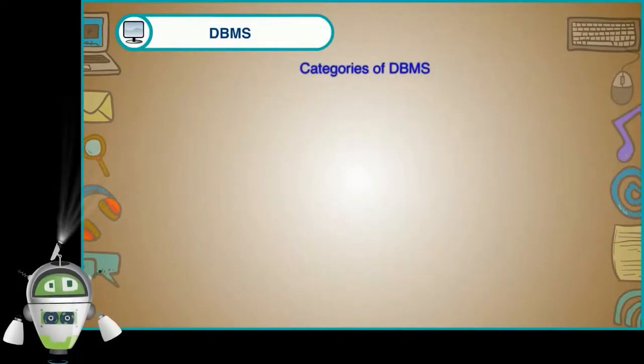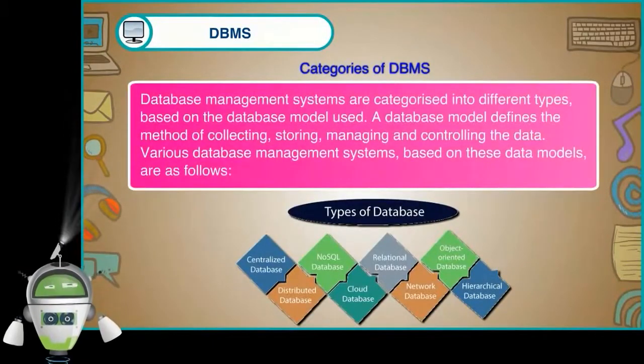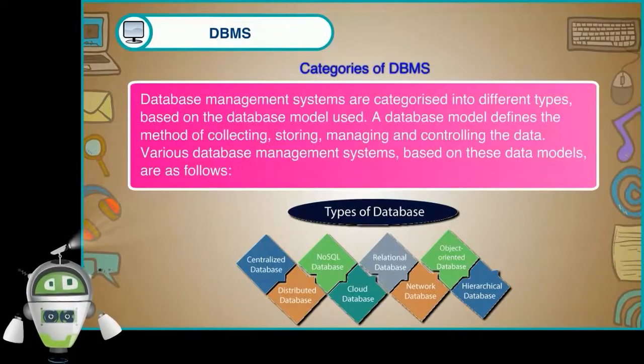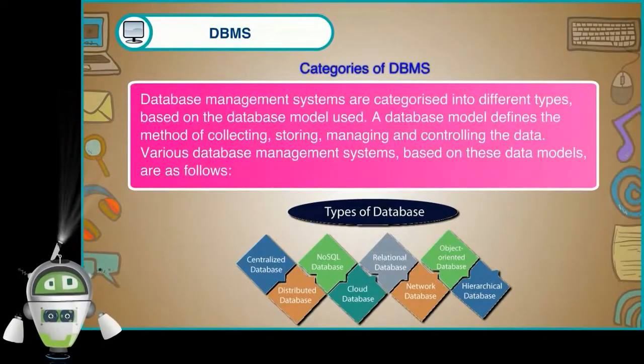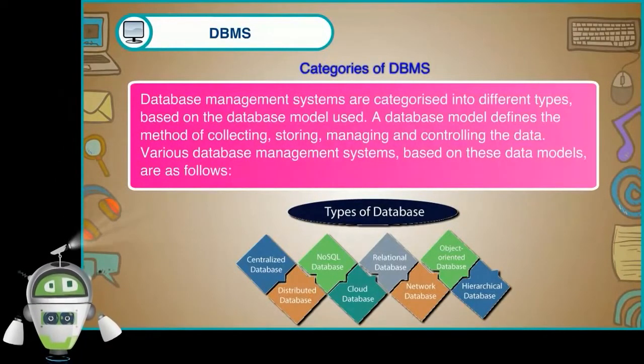Categories of DBMS. Database management systems are categorized into different types based on the database model used. A database model defines the method of collecting, storing, managing, and controlling the data. Various database management systems based on these data models are as follows.